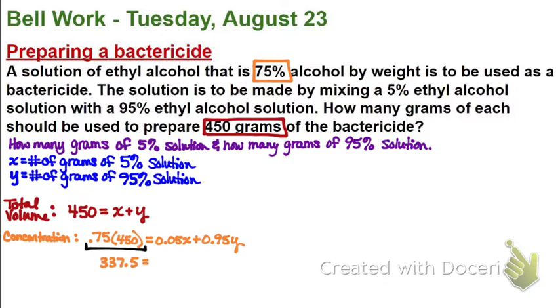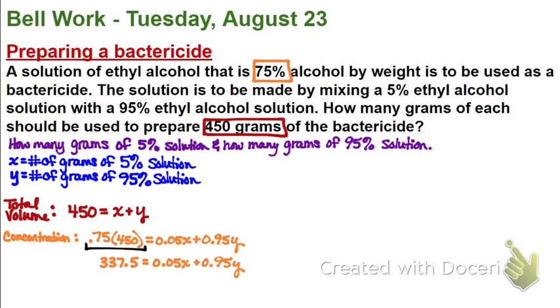337.5 equals 0.05x plus 0.95y. And then we can choose either substitution. I could take that equation that I wrote in red and solve it for either x or y, and I could substitute into my orange equation.